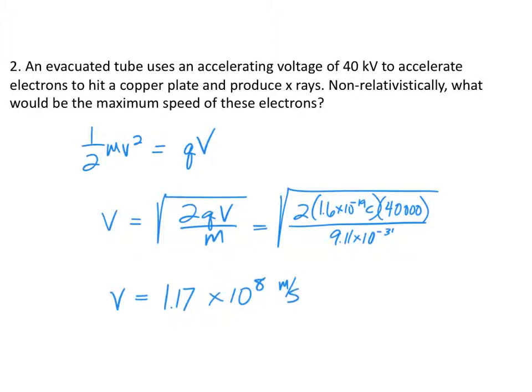So this is getting pretty close to the speed of light. 3 times 10 to the 8th is the speed of light, 300 million meters per second. So we're getting there. On our way. Basic problem.